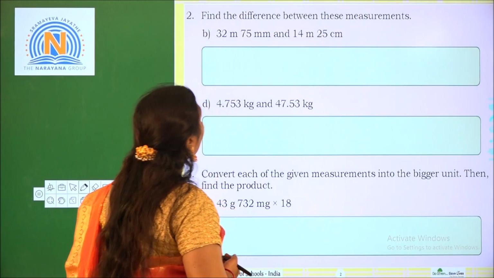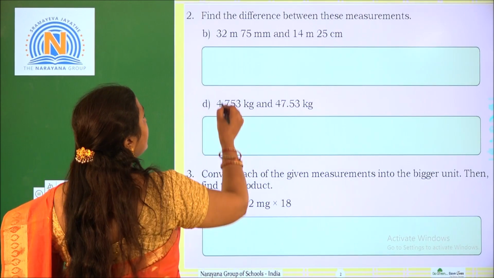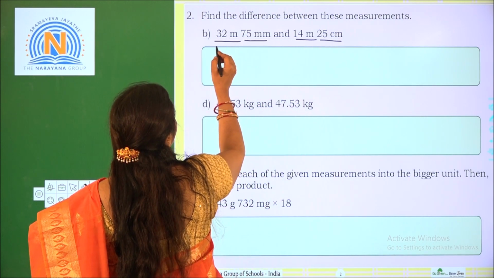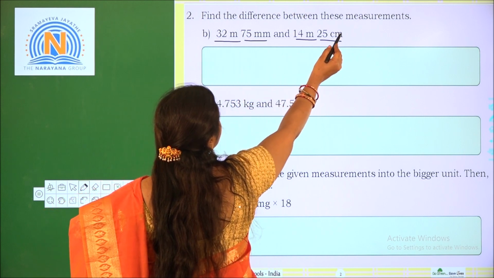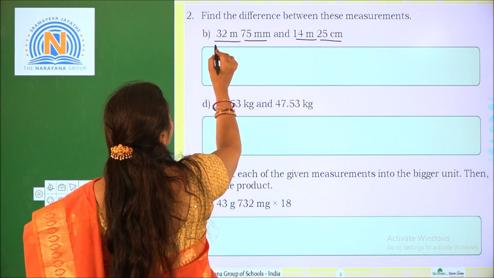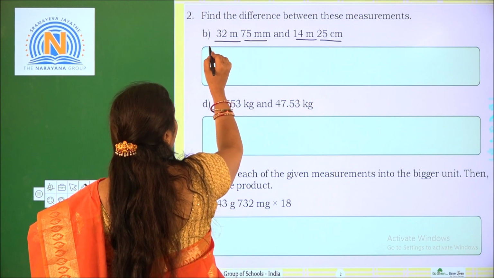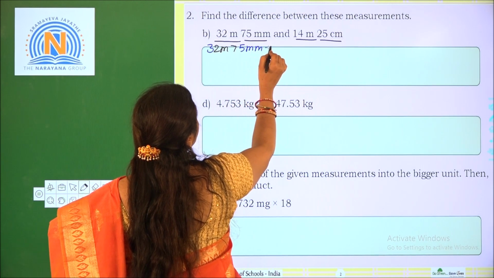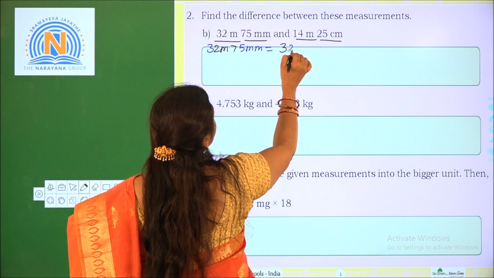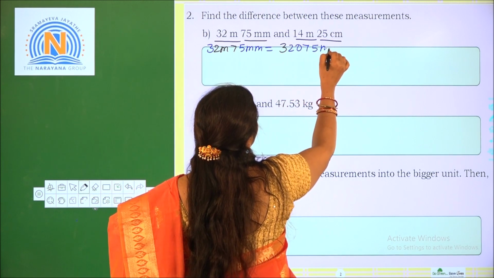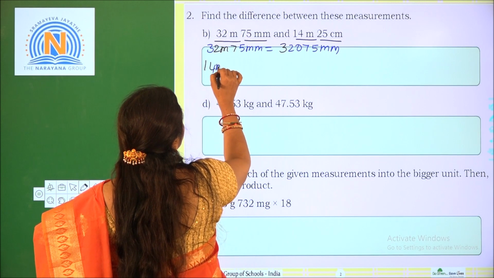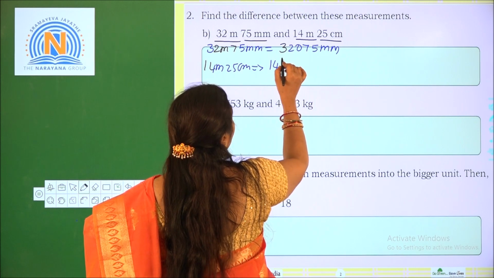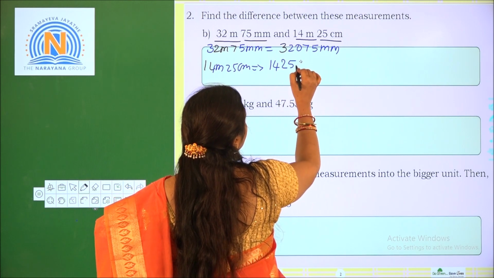Next one, find the difference between these measurements. So what is the given one? 32 meters 75 millimeters, 14 meters 25 centimeters. Here different measurements are there. So first convert to the lower unit, that is easy to subtract. So 32 meters 75 millimeters, we can write this as 32075 millimeters. Like 14 meters 25 centimeters, first I am writing in centimeters, so that will be 1425 centimeters.